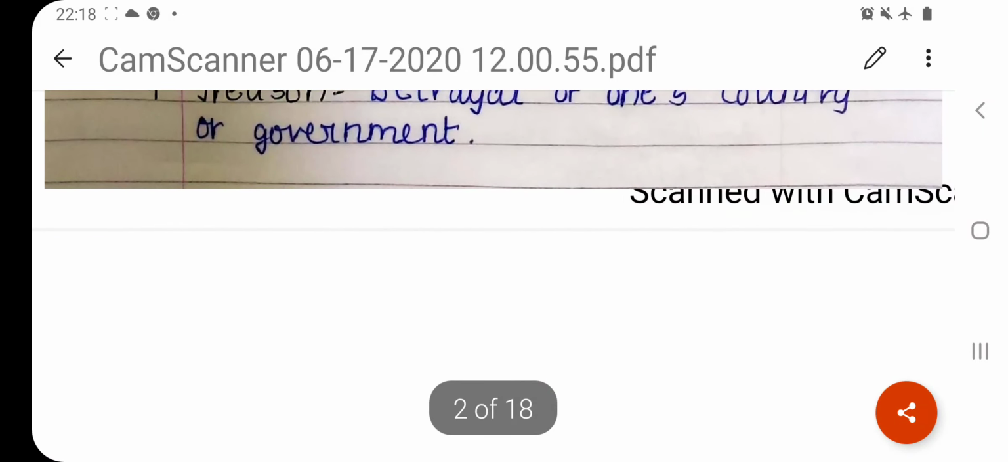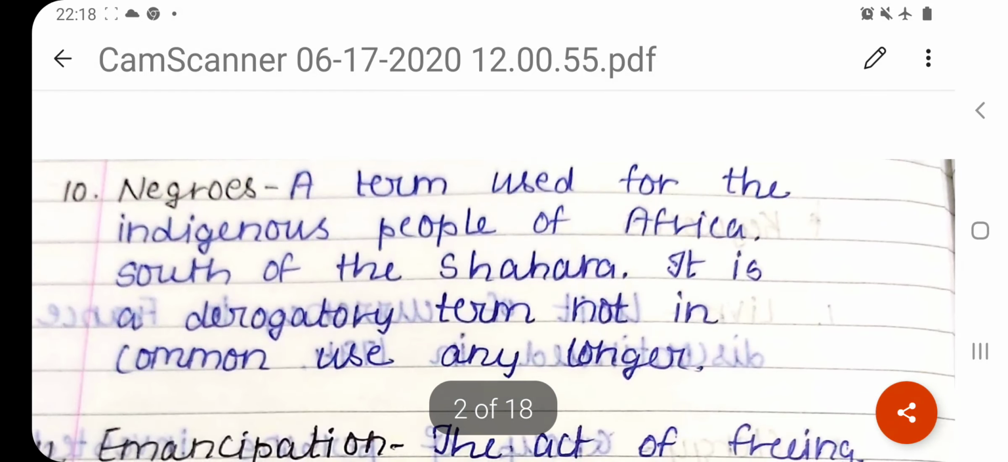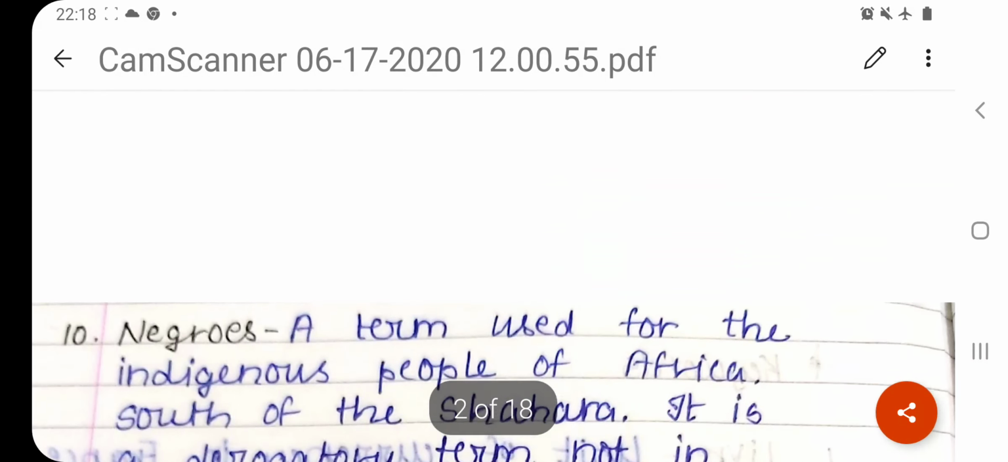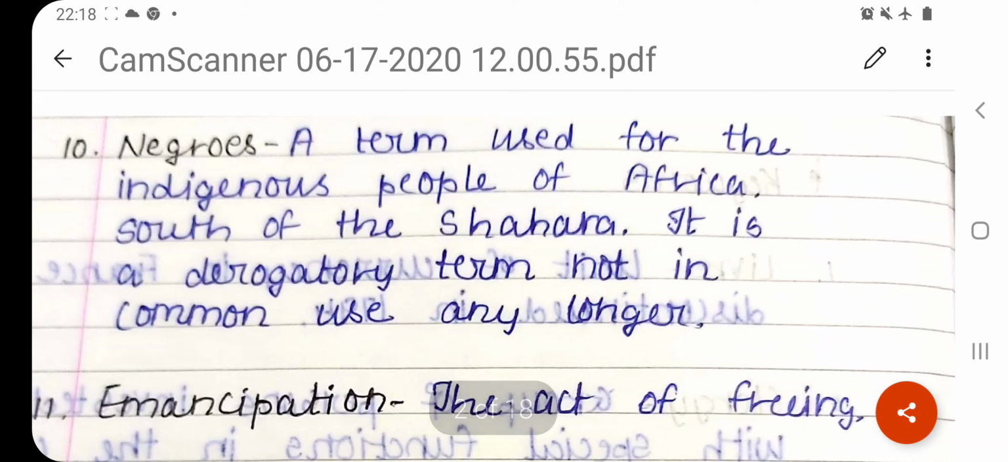Treason, betrayal of one's country or government. Negroes, a term used for indigenous people of Africa south of the Sahara. It is a derogatory term, not in common use any longer, so kindly do not use this word anymore. However, you will write this term when you're writing about the condition of slaves in France and how France abolished slavery, then once again introduced it.